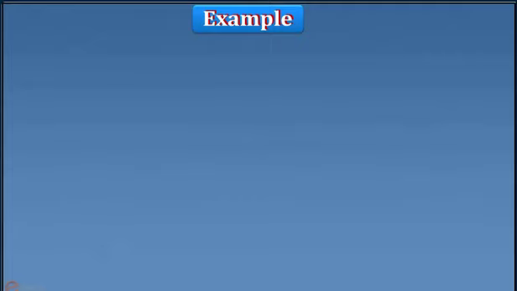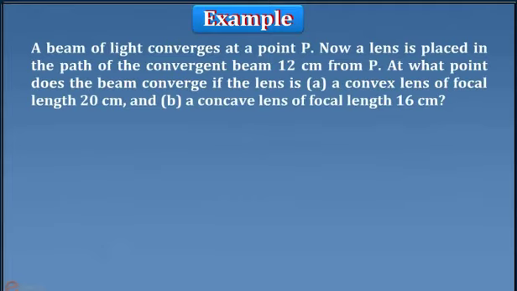Let us have another example. A beam of light converges at a point P. Now a lens is placed in the path of the converged beam 12 cm from P. At what point does the beam converge if the lens is A. a convex lens of focal length 20 cm and B. a concave lens of focal length 16 cm. Let us have the solution.